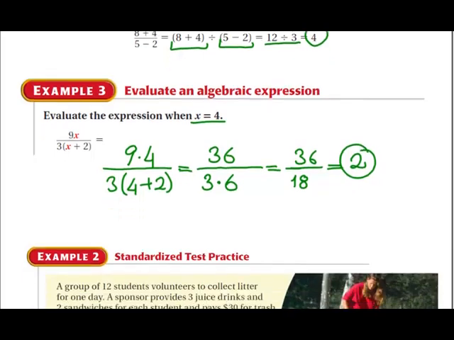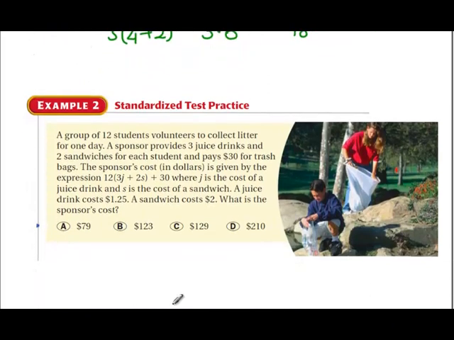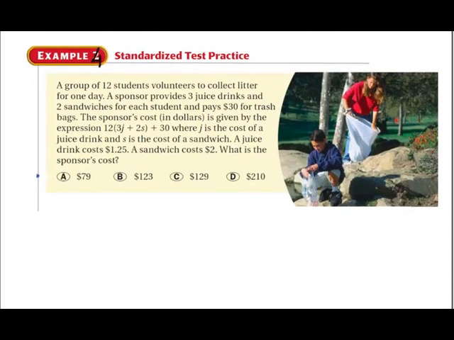Now we have the last example here. Normally it should be example 4, but somehow it's example 2. Now, this is a word problem, just explaining a situation here. We have to find the total cost. A group of 12 students volunteers to collect litter for 1 day. So let's underline the important key points.